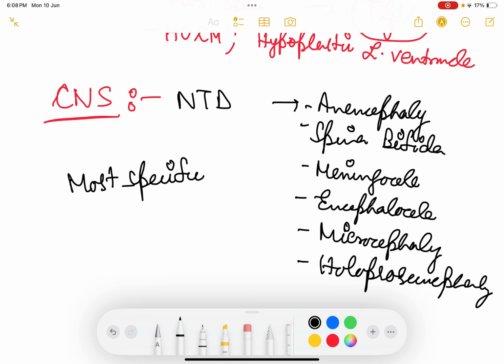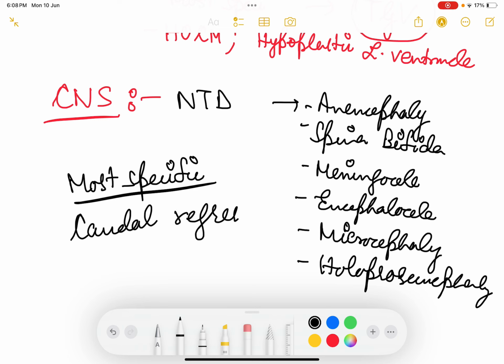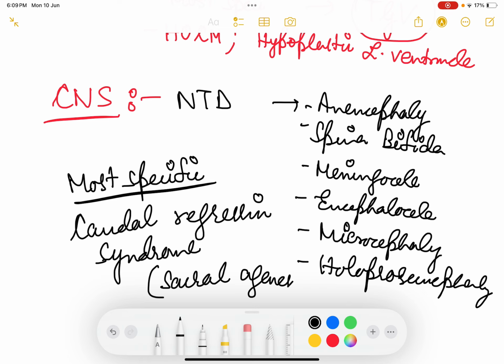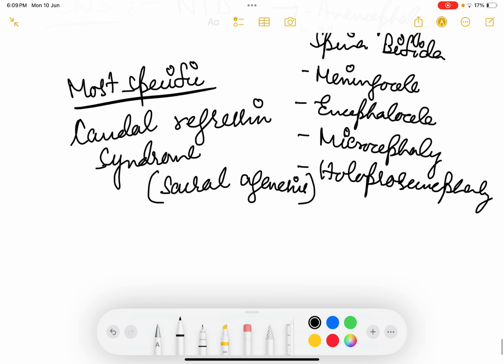of which always remember the most specific CNS disorder in babies or infants of diabetic mother is caudal regression syndrome. Very, very important, and this question comes very often. Caudal regression syndrome, which is also called sacral agenesis. Sacrum is not formed properly. So this is the most specific CNS disorder which is seen in babies of diabetic mother. Also, the most specific of all disorders is caudal regression syndrome, followed by transposition of great vessels.